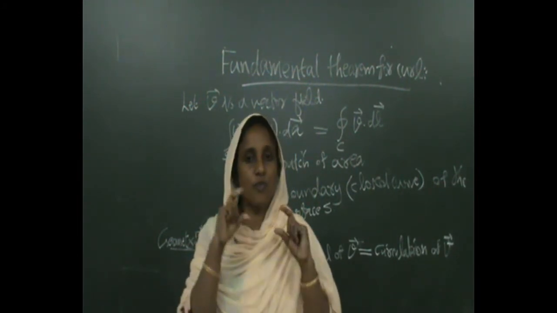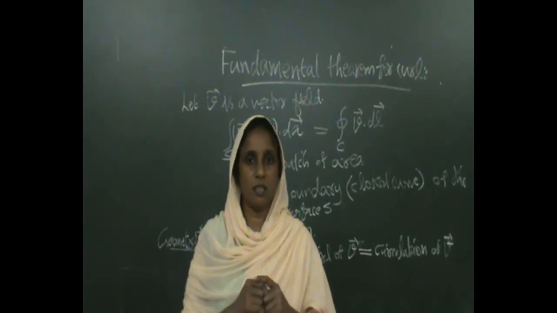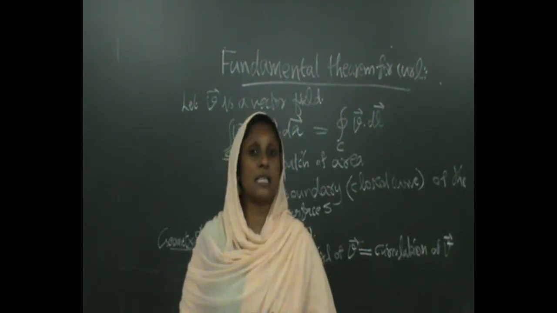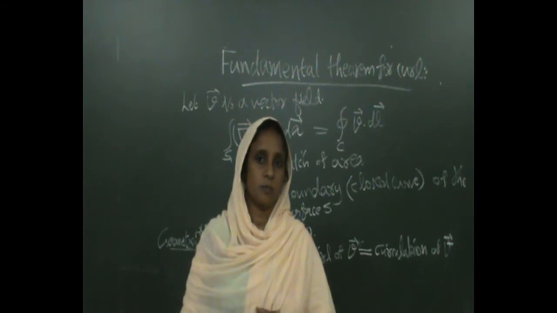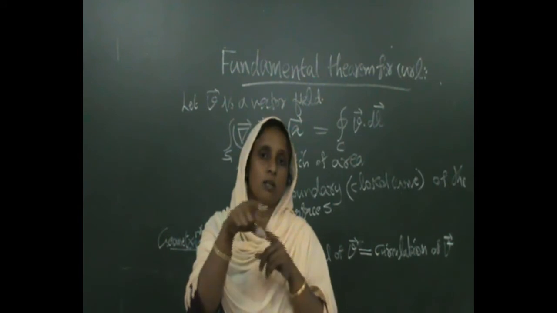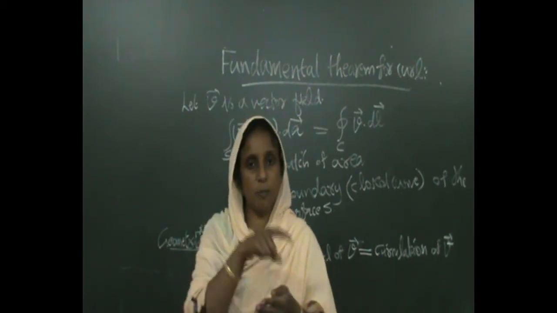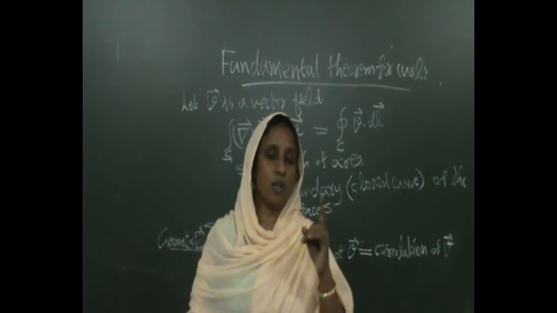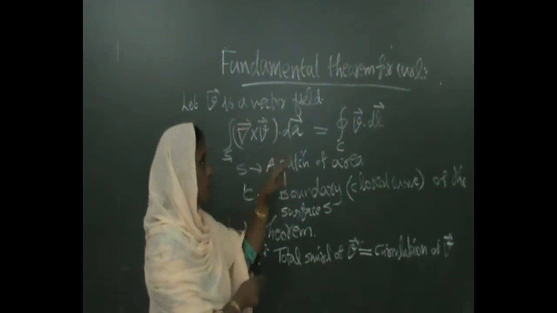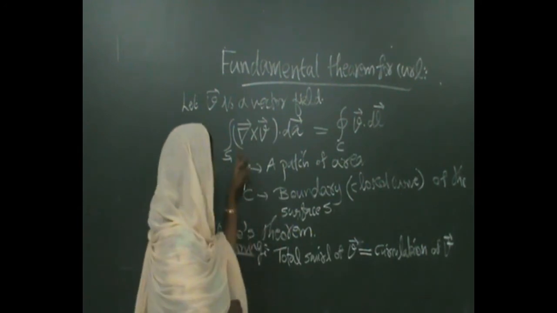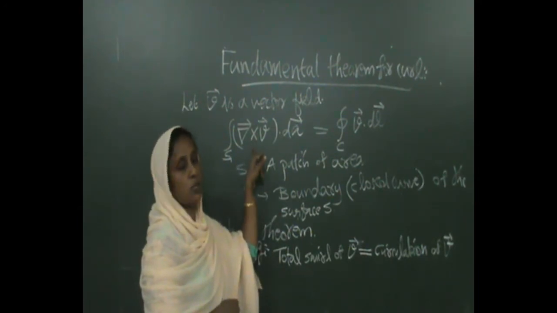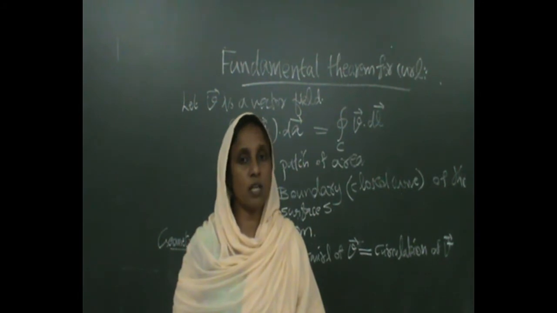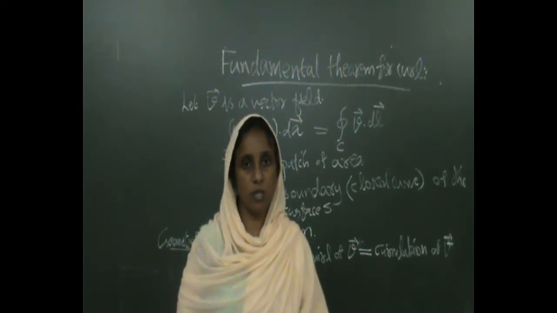If you find the circulation of vector V across this surface, you can see that it is independent of the surface chosen. It depends only on the boundary of the surface, that means the bangle in this example. That is one of the main points of this fundamental theorem for curl. It is independent of the surface chosen and depends only on the boundary of the surface.